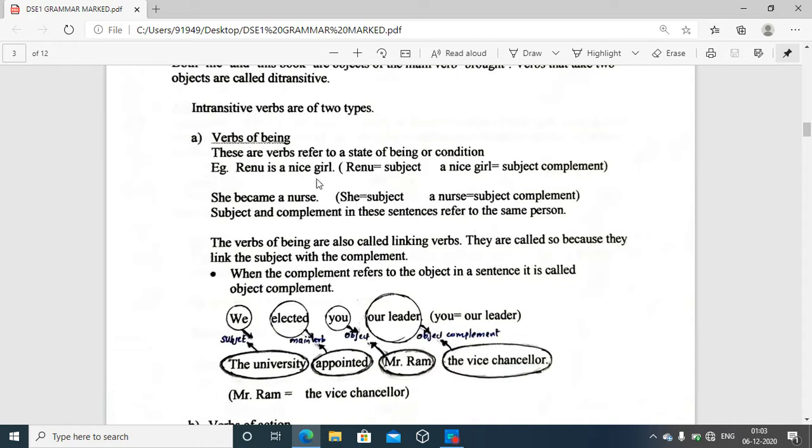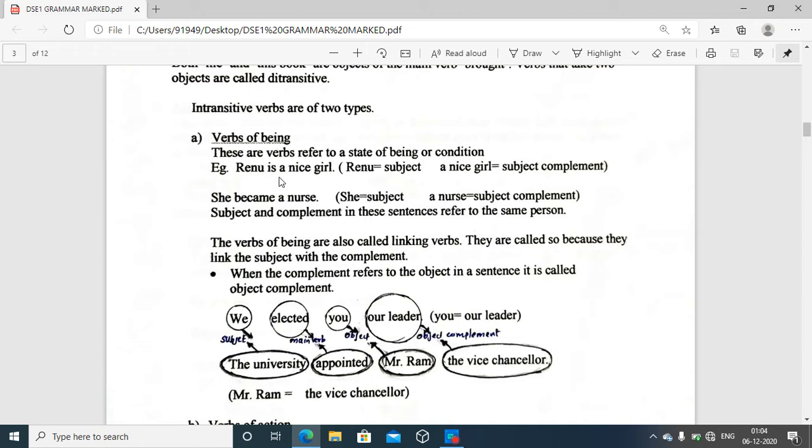Renu is a nice girl. Here, Renu is the subject. What about the verb of being in the sentence? Yeah, she is a nice girl. Renu is a nice girl. Nice girl is just the subject complement, but "is" functions as the verb of being. Her state, her being what? A nice girl. That is referred to just with the verb of being in the sentence.